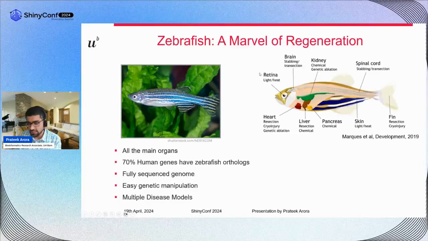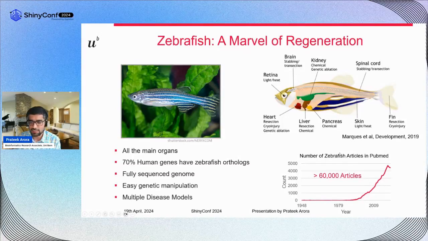As I said already, it can regenerate its heart, but not just the heart. It can also regenerate other organs such as liver, pancreas, skin, fins, spinal cord. And this is not just some random organism, but actually one of the major model organisms. For example, more than 60,000 articles have already been published on zebrafish research.